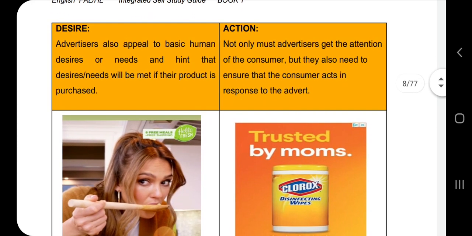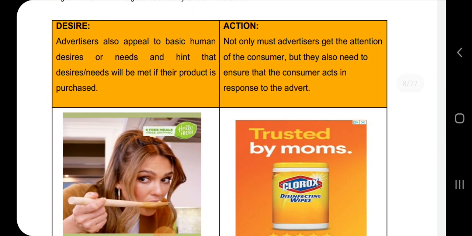Okay. And then after the interest has been created and I am now giving the advert my utmost attention, there has to be a desire. There has to be something that this advert does for me as a person reading it. It's adding some form of value into my life. That is a desire. And then that will call me to action, to act and buy the product.